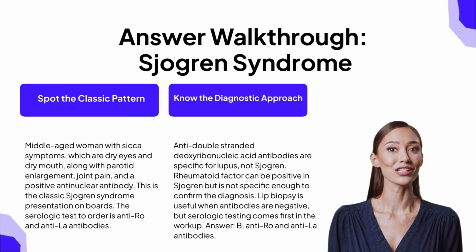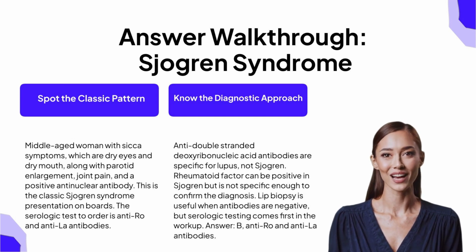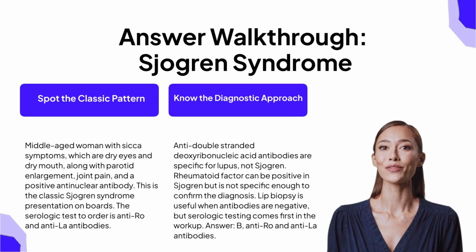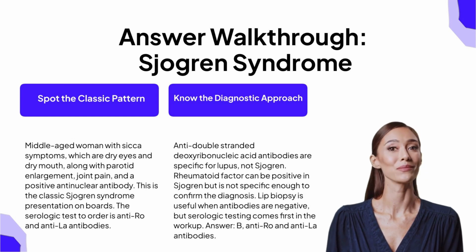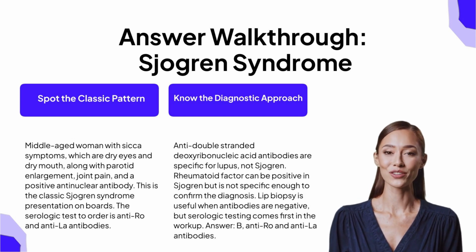Let us walk through this answer. Step 1. Spot the classic pattern. We have a middle-aged woman with the classic symptoms of dry eyes and dry mouth, bilateral parotid gland enlargement, joint pain, and a positive anti-nuclear antibody. This is the textbook Sjögren's syndrome presentation. Step 2. Know the diagnostic approach.